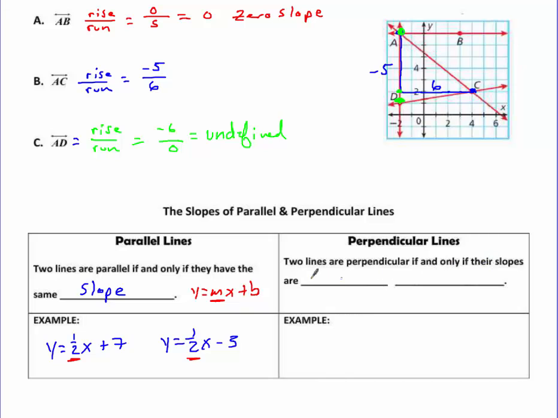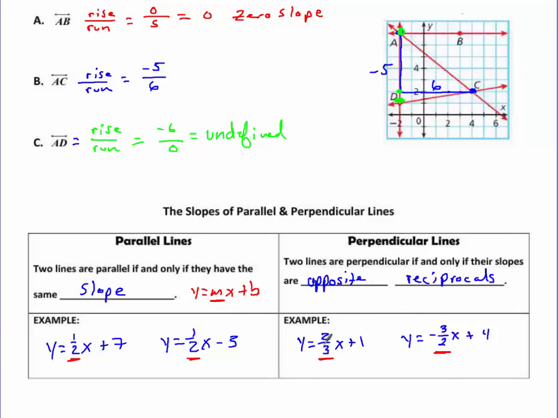Two lines are perpendicular if and only if their slopes are called opposite reciprocals. I'll show you what that means. So if we have y equals 2 over 3x plus 1, the perpendicular line, or a perpendicular line to that, would be y equals negative 3 over 2x plus 4. Now the plus 4 and the 1 don't matter for our perpendicular part. What matters is that this number and this number are what's called opposite reciprocals.